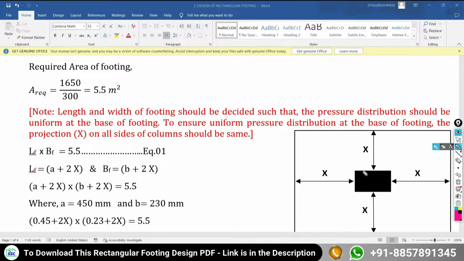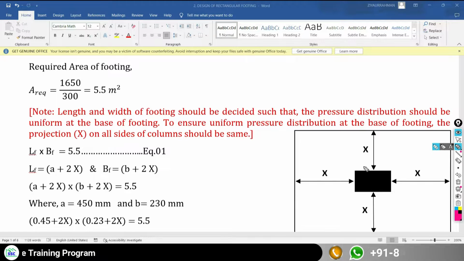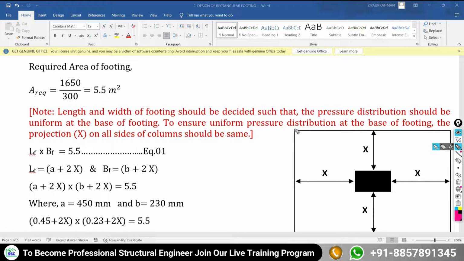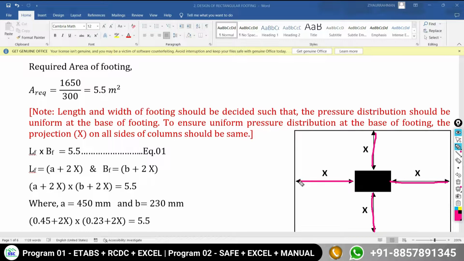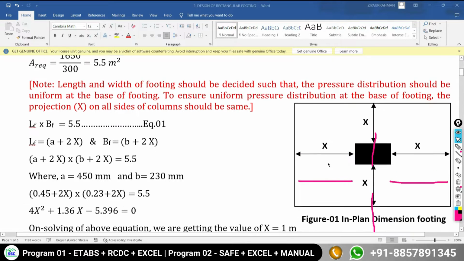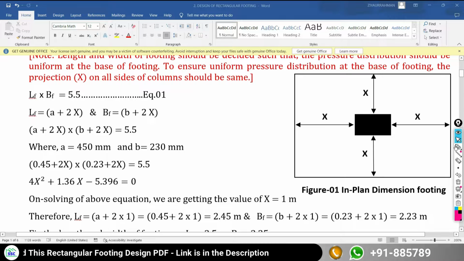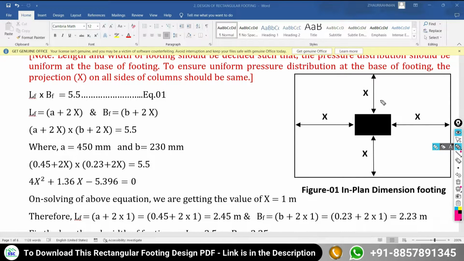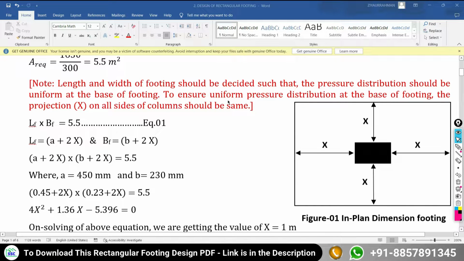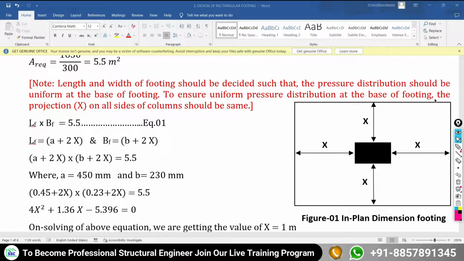So what is the concept? You have to take the projection along the side of your column up to the foundation edge. All the projections should be equal. So here this projection should be equal to this one, and these two projections should be equal to this projection. Overall, I can say that the projection in all directions from the face of your column up to the edge of the footing should be the same. So here they have also suggested that to ensure uniform pressure distribution at the base of the footing, the projection X that we have shown here on all sides of the column should be the same.